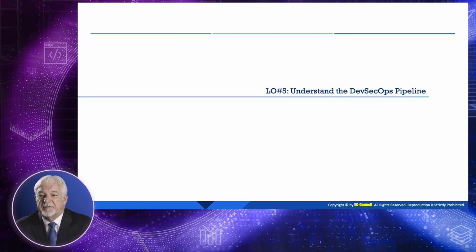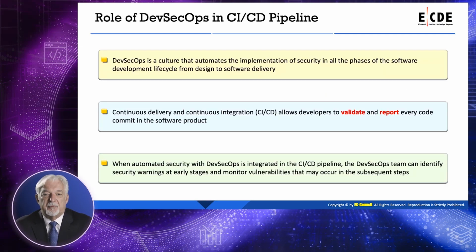Let's get into Lesson 5, Understanding the DevSecOps Pipeline. Let's talk about the role of DevSecOps in the CI/CD pipeline. DevSecOps is a culture that automates the implementation of security in all phases of the software development lifecycle, from design to software delivery. Continuous delivery and continuous integration allow developers to validate and report every code commit in the software product.